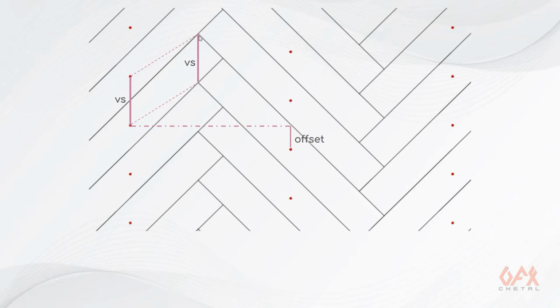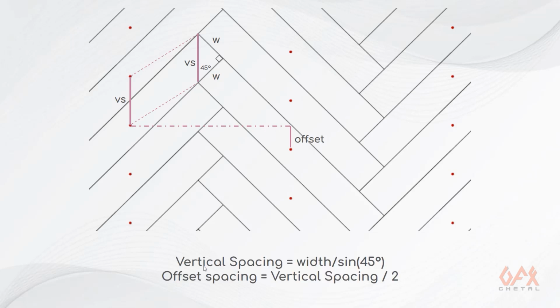So we consider this triangle. So this is the width of my tile. So definitely this is also width, and this is 45 degrees. So if I apply a trigonometric function on it, the vertical spacing is equal to width divided by sine 45 or cos 45, because both have the same value. And definitely the offset. So the offset is half of your vertical spacing. Okay, so these two things we need to remember: the vertical spacing is equal to width divided by sine 45, and the offset is vertical spacing divided by 2.